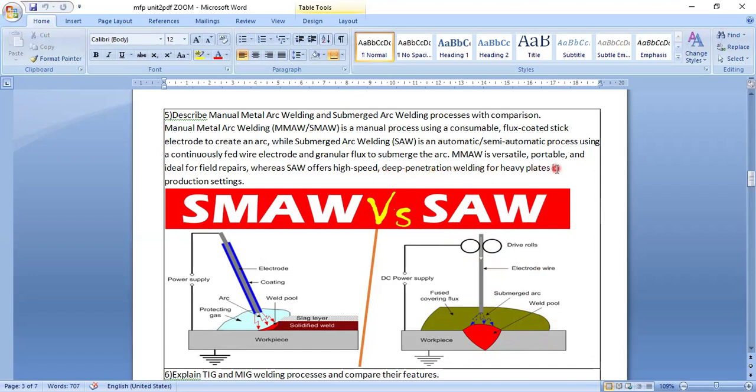Manual metal arc welding is versatile and portable. You can carry it anywhere. It is ideal for field repairs. Whereas submerged arc welding offers high speed, deep penetration welding for heavy plates. Thick plates of lorries and thick plates of buses can be welded by using SAW.